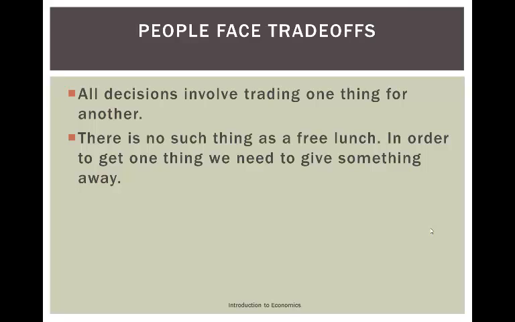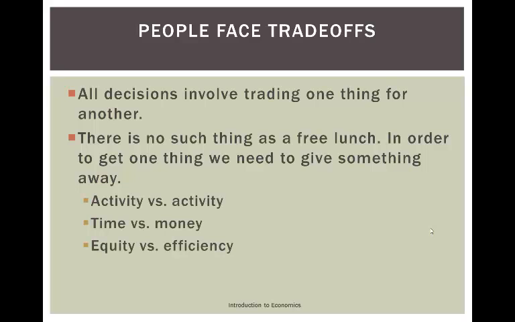Even if somebody promises you a free lunch, it's not that it's not going to cost you anything. To get that free lunch, you have to spend your time that you could use doing something else during that time. And that's what we call the cost of doing that activity. So there is no such thing as a free lunch. Even if you don't pay for that lunch, you're still sacrificing something, and that's your trade-off.